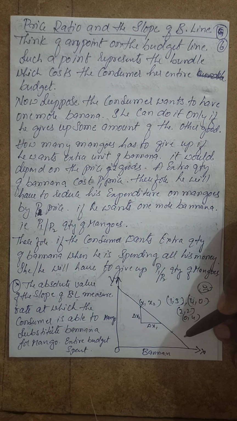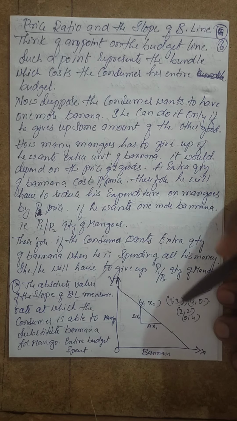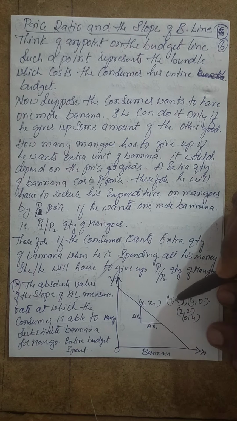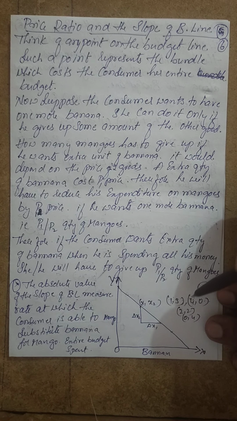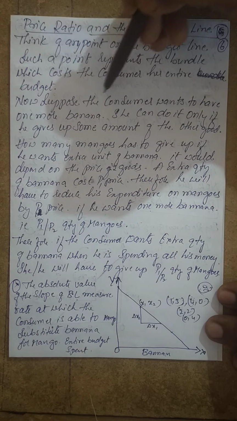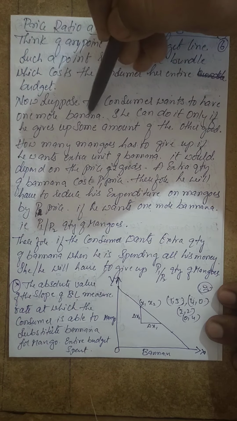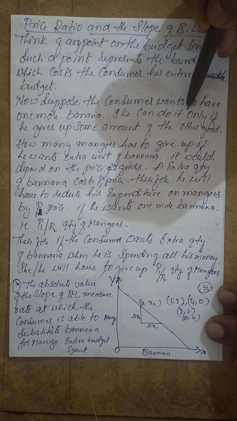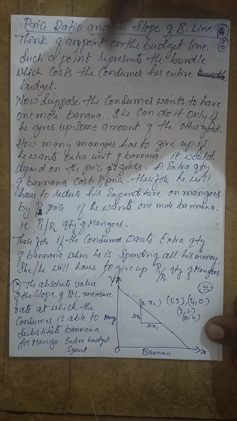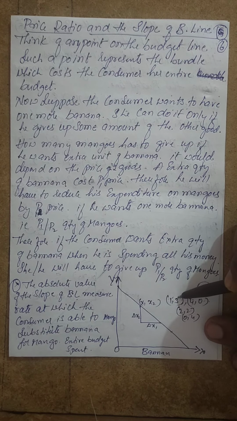Understood? Now suppose the consumer wants to have one more banana, which means, as I said just now, in the same example, if I add one more banana here, that means 1 plus 1, 2 bananas I require. In the place of mango, I need to sacrifice that. So now suppose the consumer wants one more banana. She can do it only if she or he gives up some amount of the other good, isn't it? He has to give up this good, then only he can gain this good. Can you understand my words?